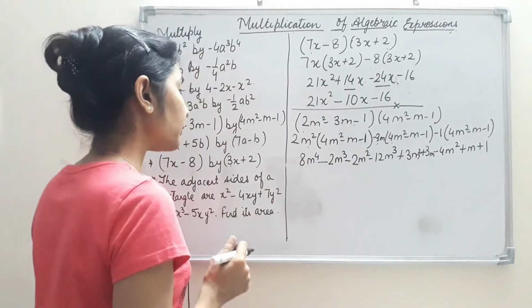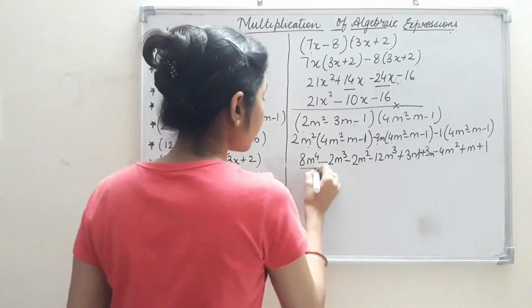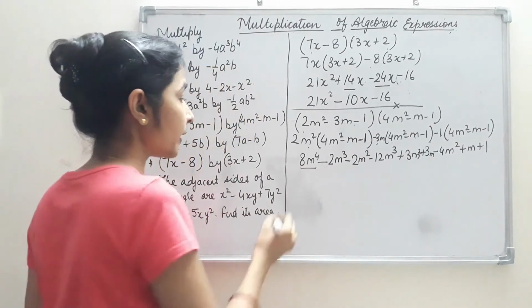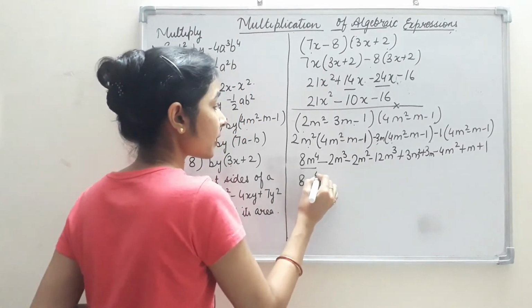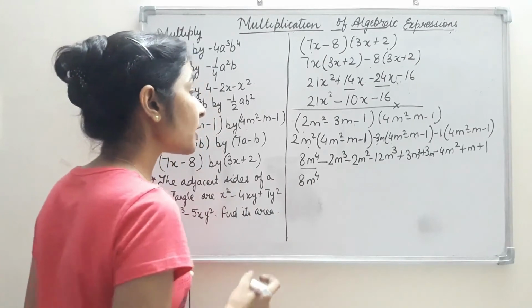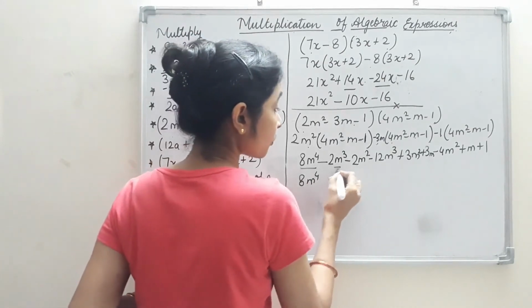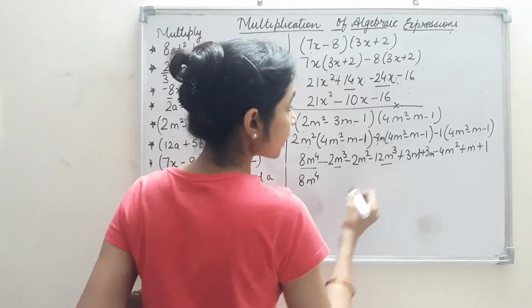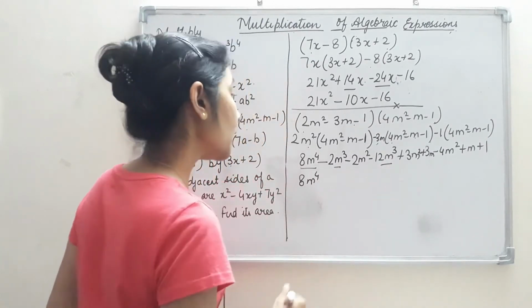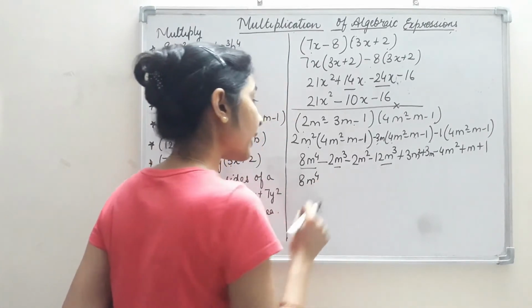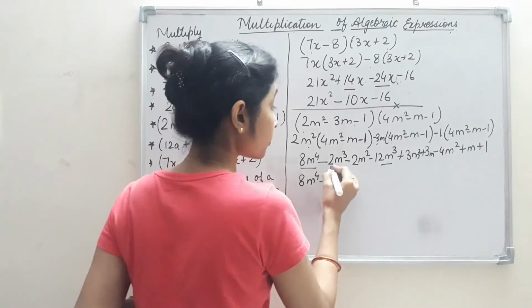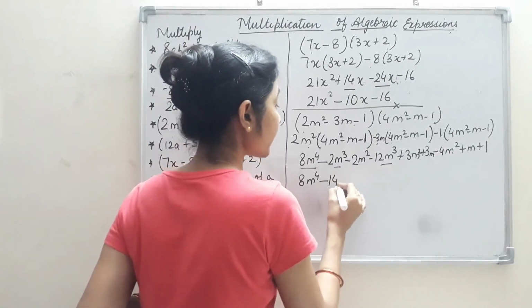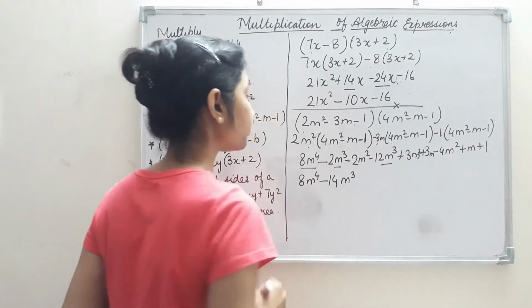Okay, now combining the like terms, none of the terms is having power 4. So 8m raised to the power 4 remains as it is. Now finding out the terms which are having cube as the power. So minus 2m cube, minus 12m cube, 2 are there. Okay, so both are negative. We will add both of them and the sign will be negative. So 2 plus 12 gives me minus 14m cube.